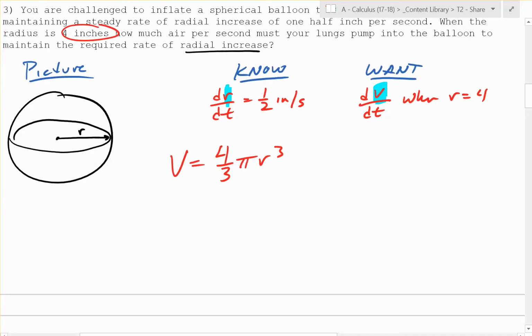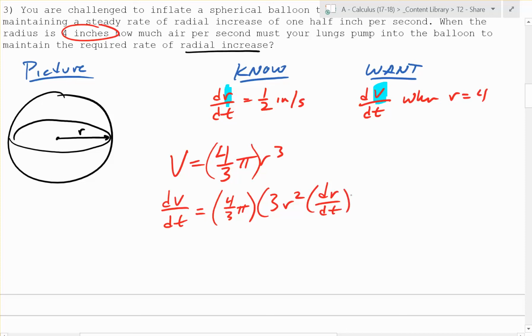So now we're going to differentiate that with respect to time. So that's dV/dt, and this can just go on the outside. I'm just going to put 4/3 pi right here. And then it's going to turn into 3r squared times dr/dt, like that. We can cancel the 3's if we want to.